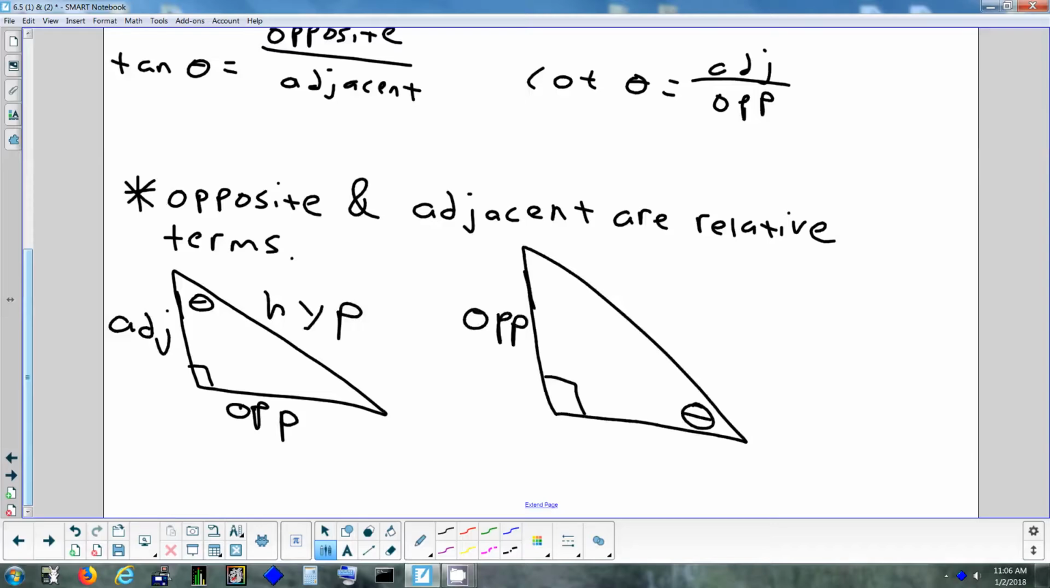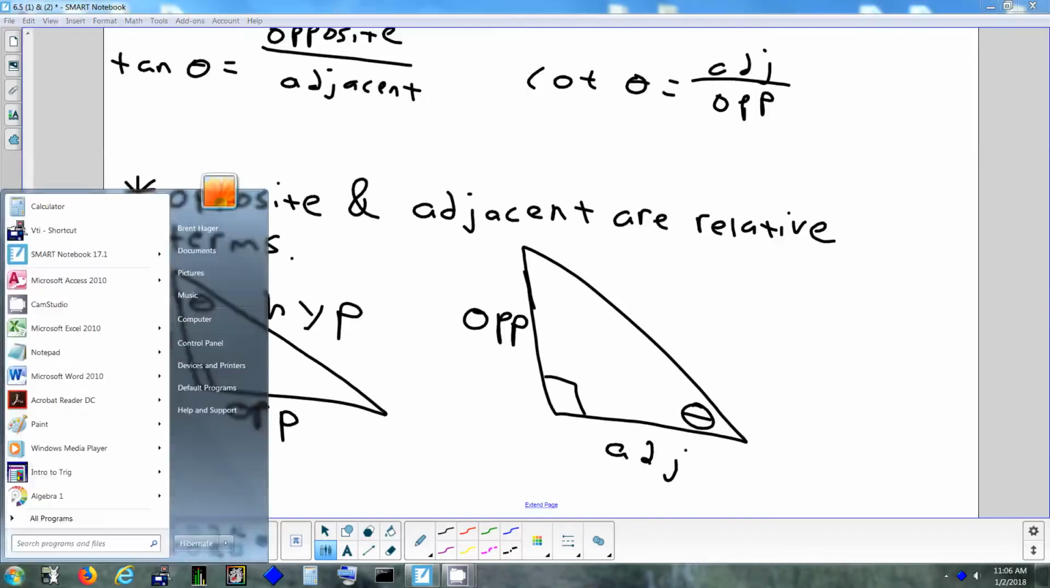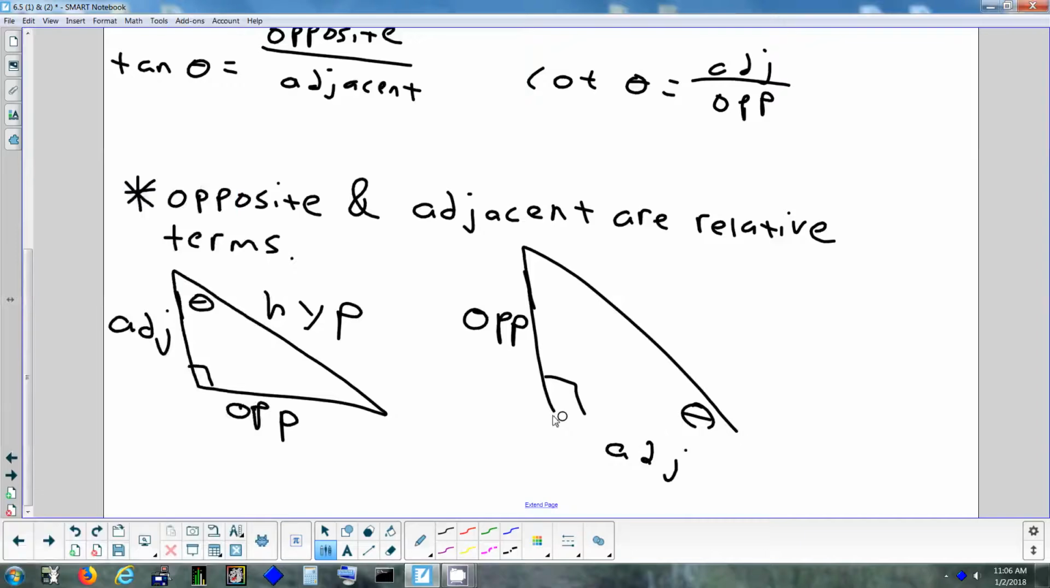Opposite is the side that, if you got rid of it, you'd still have that angle right there. I can erase this side, and I still have an angle. Adjacent is the side that, if you got rid of it, because it's right next to the angle, you don't have an angle there anymore. You just lost one side of your angle. And hypotenuse is the only thing that never changes. It's always across from the 90. Any questions on what I mean by opposite and adjacent being relative?